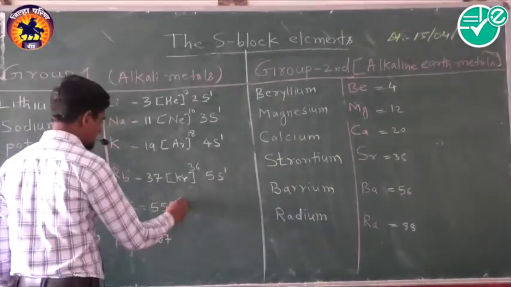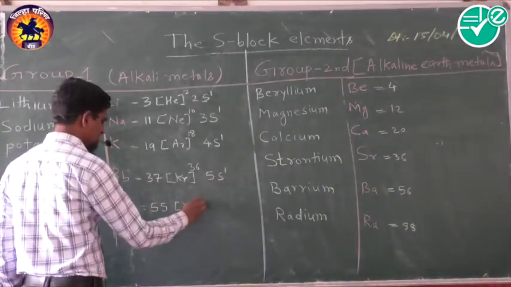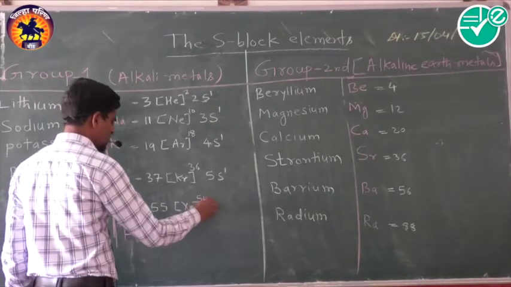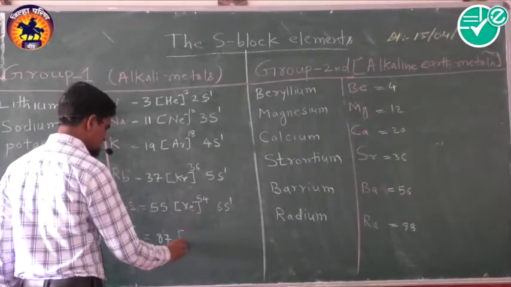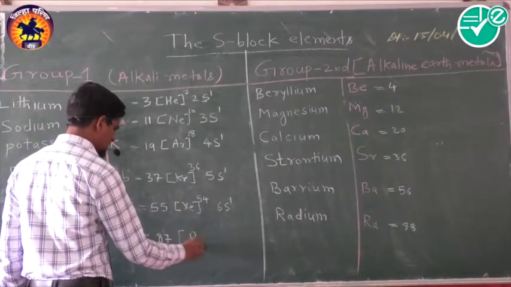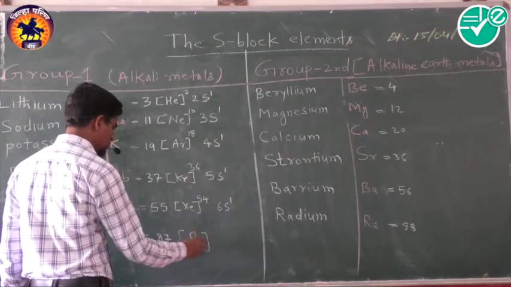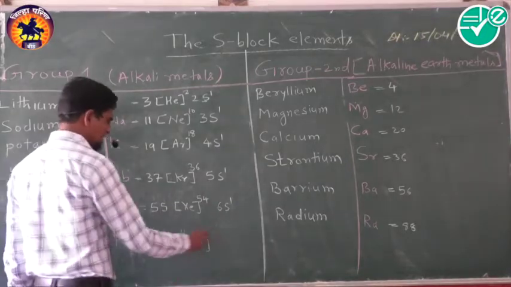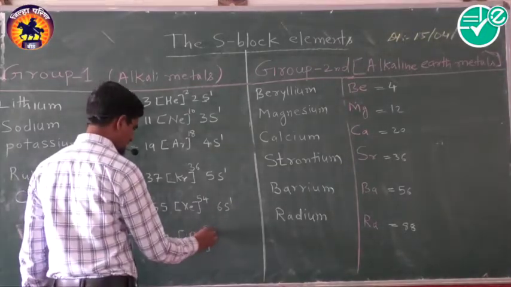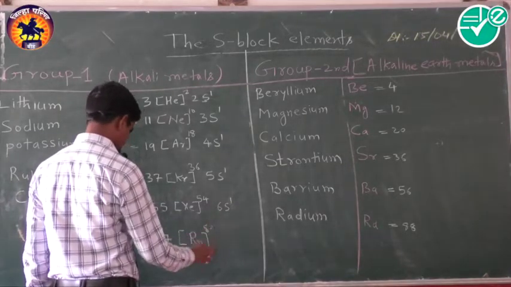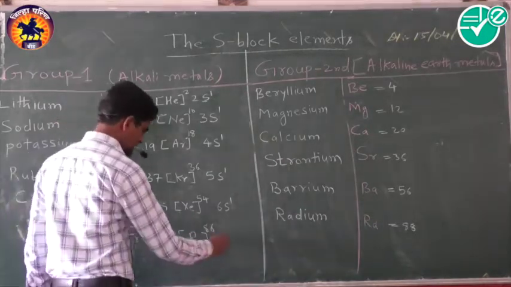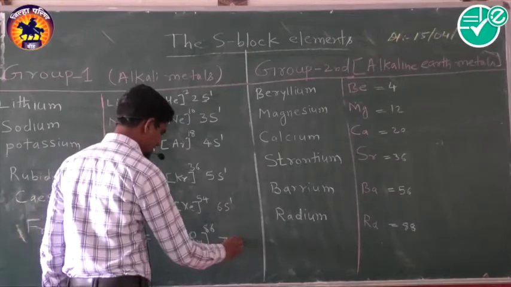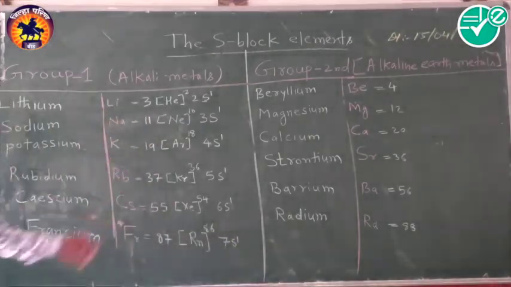Then xenon, 54, 6s1. And at last the noble gas is radon, which is also a radioactive noble gas, and here the atomic number is 86, so then it is 7s1. Note that down.